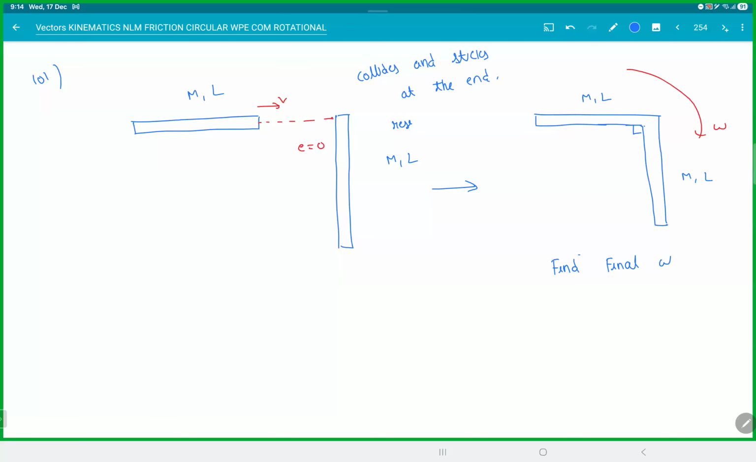V by 2. Well, you can't conserve energy, because e is 0. I'll give you a minute more. 3u by 4L, 3u by 2L. We have two different answers.